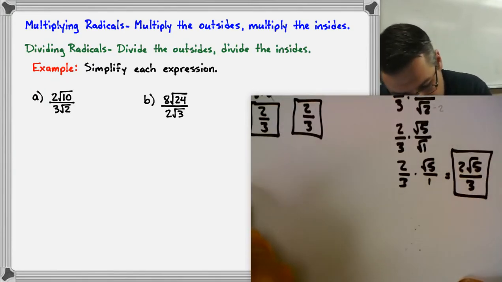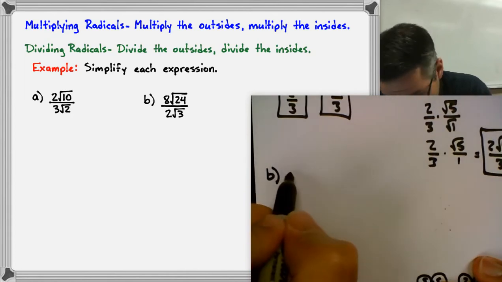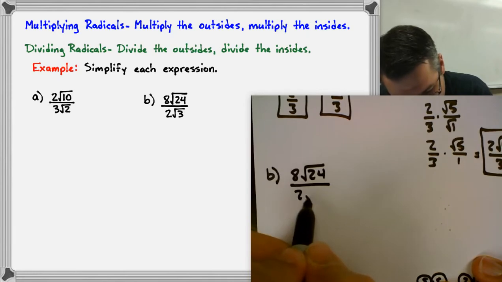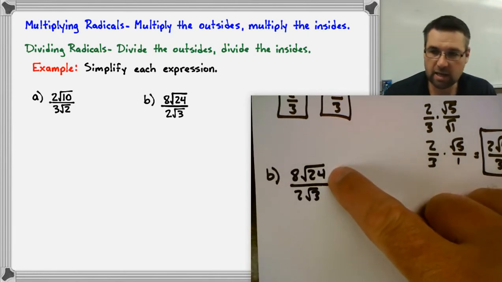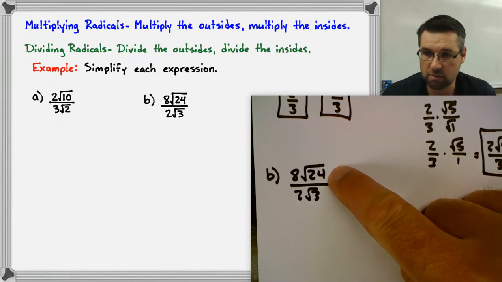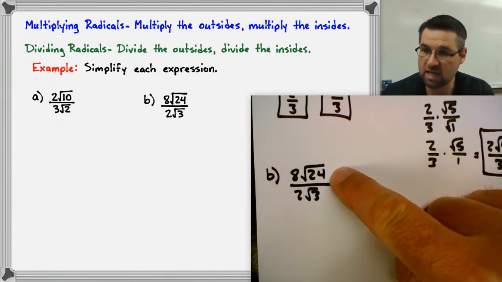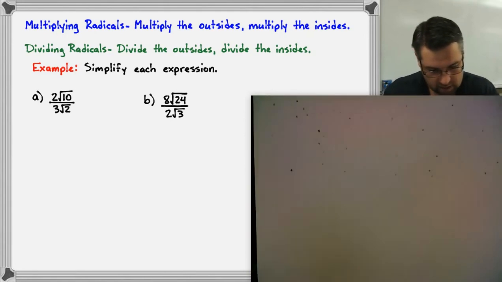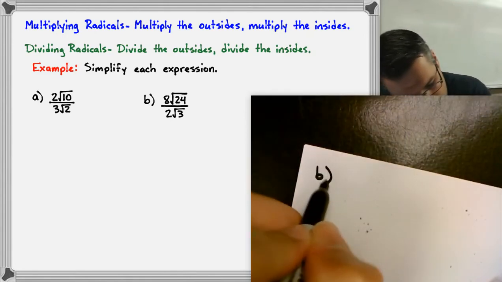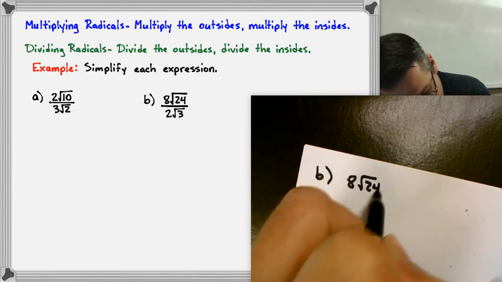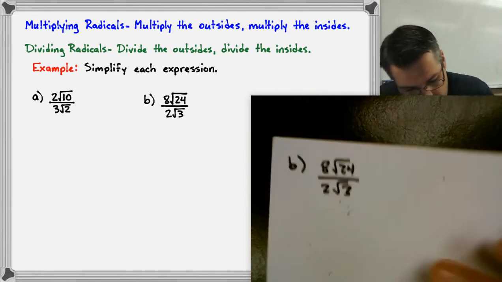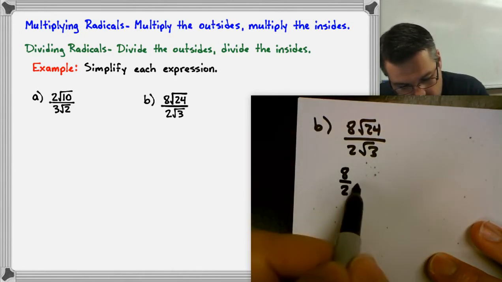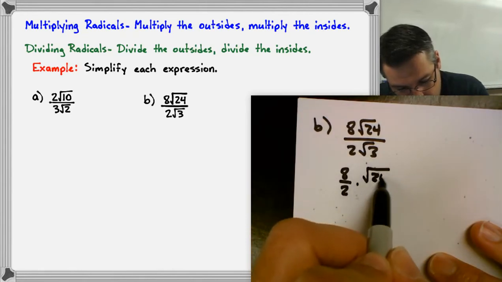For B, we have 8 radical 24 over 2 radical 3. Now, we could recognize that the square root of 24 could be reduced, it could be simplified. If you want to do that first, that's fine as well, and I'll show you how to do that in a separate method. Let me rewrite this so I've got a cleaner sheet of paper here. Using the method I just showed you, we separate it so the outsides go into their own fraction, the insides go into their own fraction.